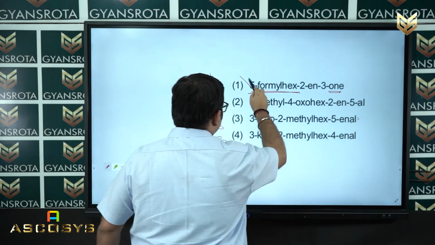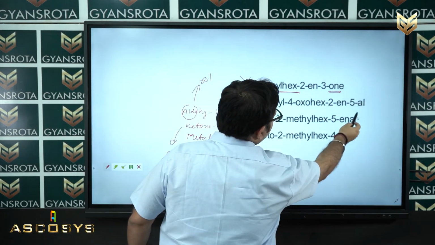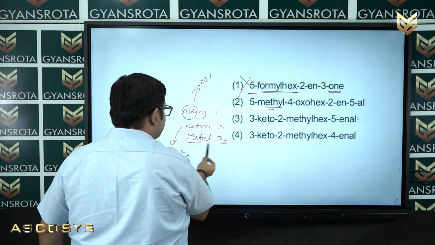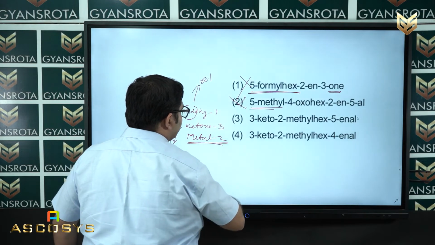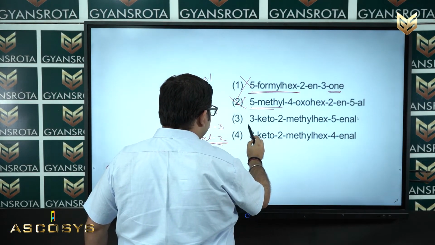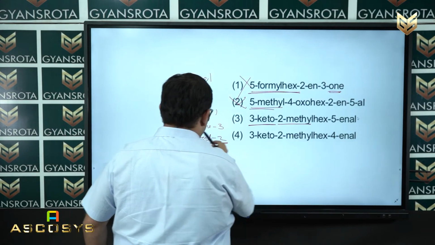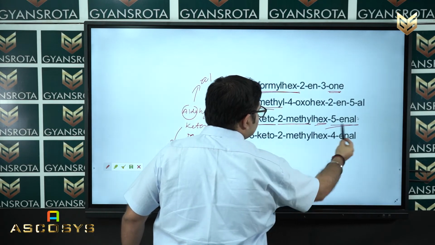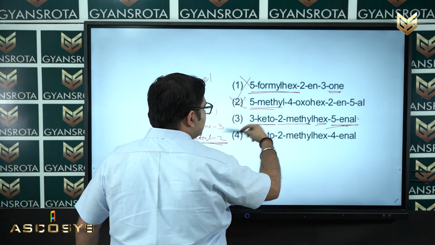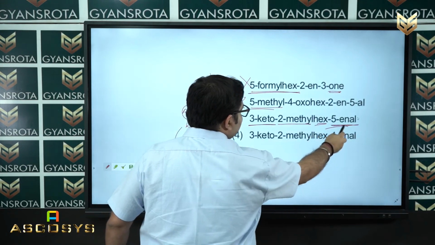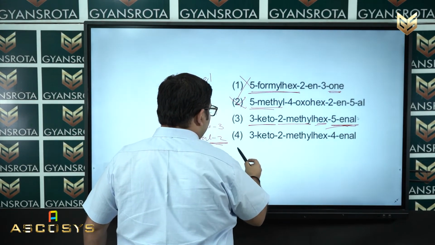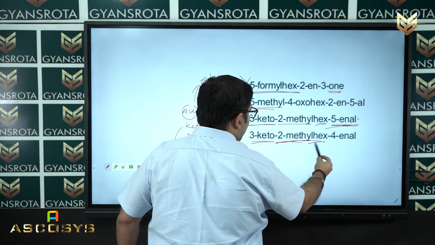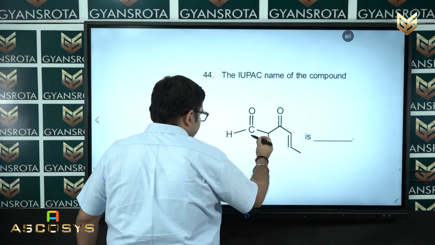Okay, so this is not possible. Now option number 2, here also -al is there, but the 5-methyl, the methyl position should be second, so you can cancel this out as well. Now option number 3: keto, yes; 2-methyl, yes, methyl at position 2; hex, yes, 6 carbon is there; 5-enal. If you see the double bond, it is coming at the 5 position. And the fourth one: 3-keto, yes, this is possible; 2-methyl, this is also possible; hex-4-enal.